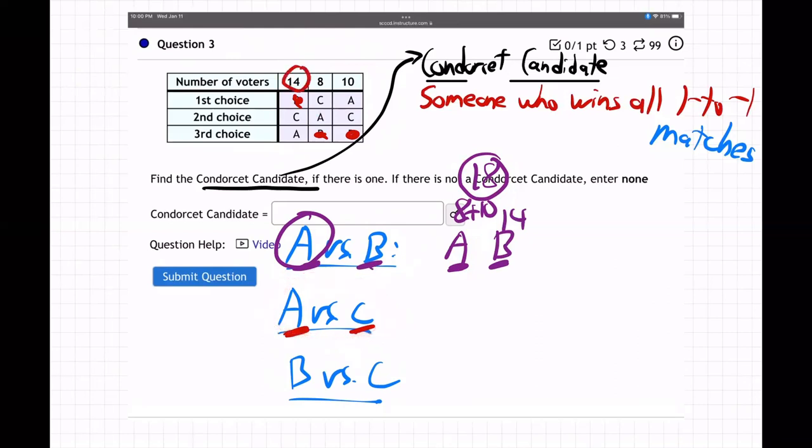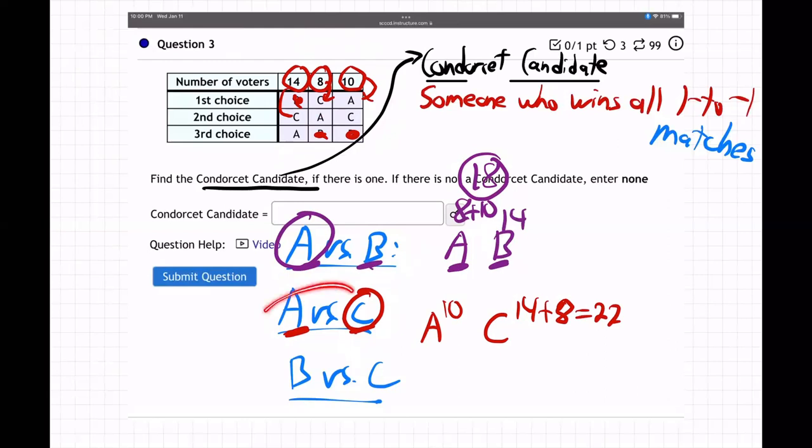Well, these 14 like C. These 8 like C. And these 10 like A better. So A gets 10, C gets 22. C wins that election. See what I'm talking about there?